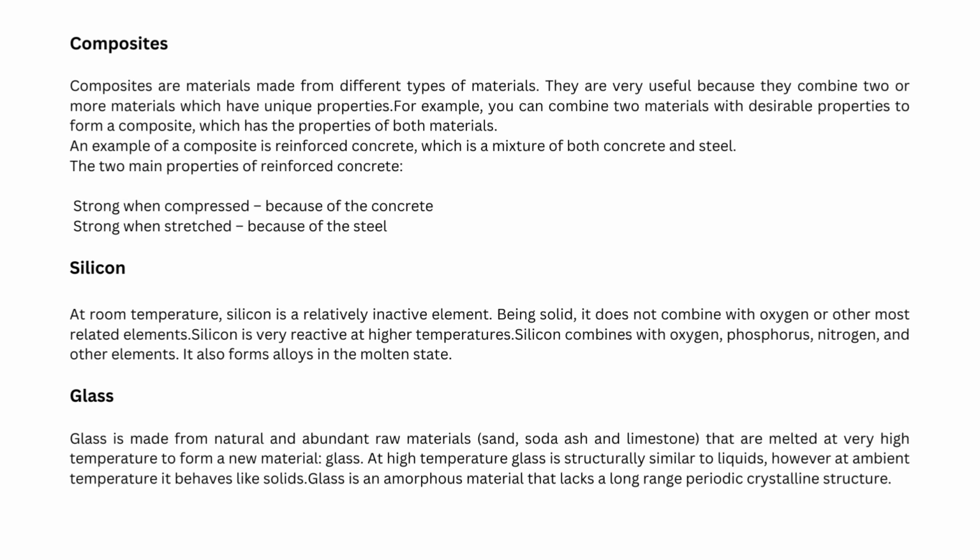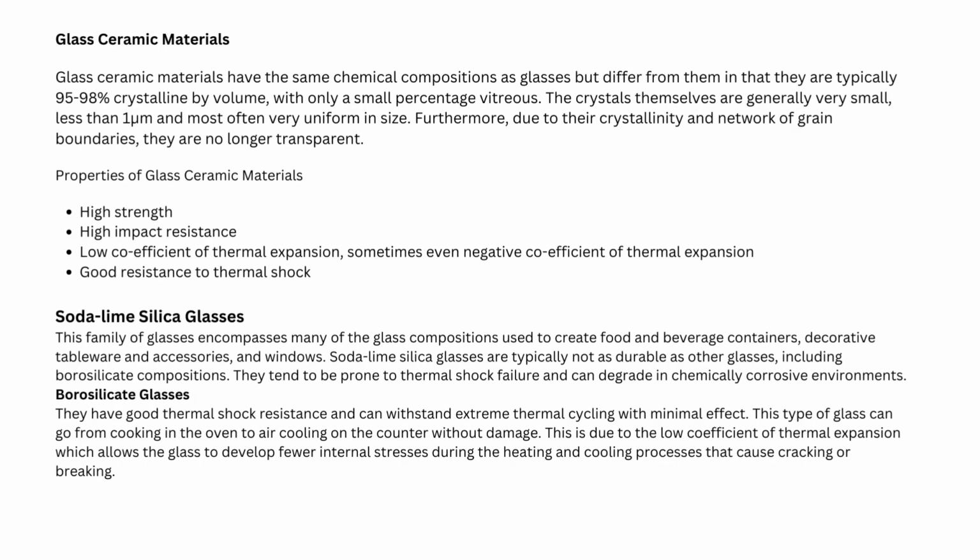Glass is made from natural and abundant raw materials, sand, soda ash, and limestone, that are melted at very high temperature to form a new material, glass. At high temperature, glass is structurally similar to liquids. However, at ambient temperature, it behaves like a solid. Glass is an amorphous material. That's important. It's not crystalline based. Pure glass is an amorphous material that lacks a long-range periodic crystalline structure. But glass can be given some treatment to make it crystalline. We'll see that. That is glass ceramic materials.